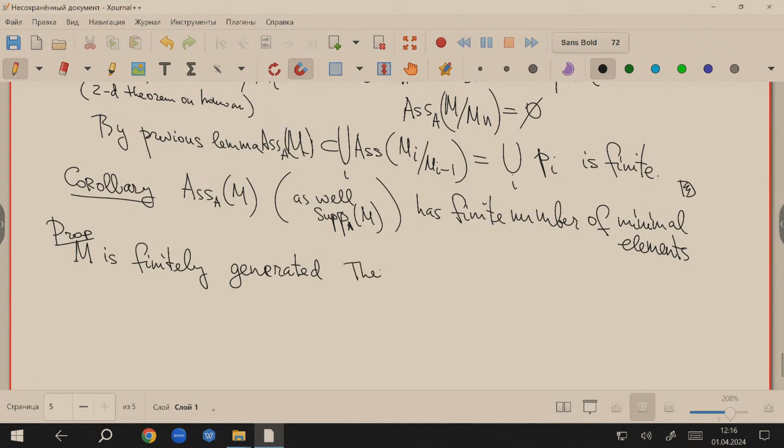Then we can calculate the support and compare the annihilator of M, or even the radical of the annihilator. I claim that the radical of the annihilator is equal to the intersection of prime ideals P such that P is in the support.